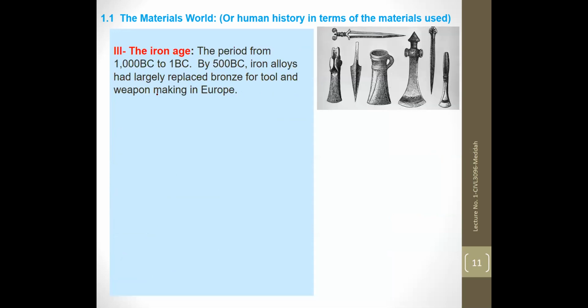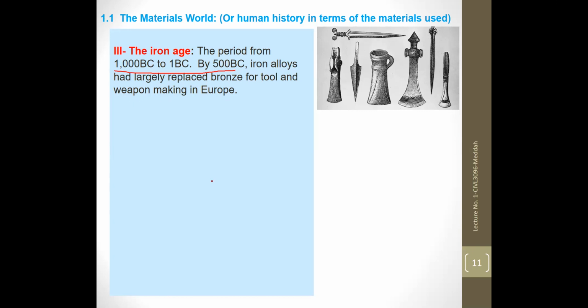Then comes the Iron Age. The Iron Age refers to the time when humans were using mostly iron for making tools and weapons. This period mainly dates back from 1000 BC to 1 BC. Iron alloys had largely replaced bronze for tool and weapon making in Europe.